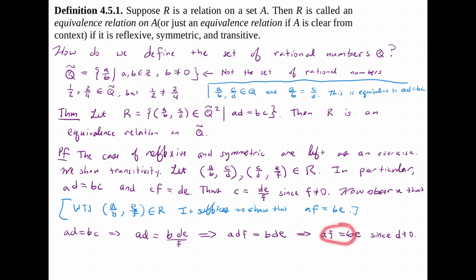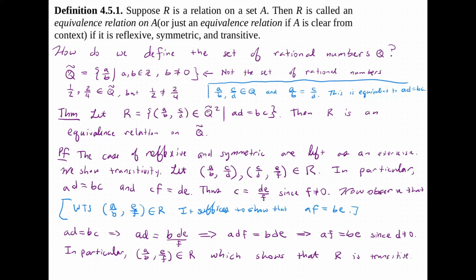Now we have this. So in particular, we have that a over b, comma, e over f is an element of R, which shows that R is transitive. And we are done. So we have now shown that. And if we assume the statements that were left as an exercise, that is reflexive and symmetric, we now have that R is an equivalence relation.